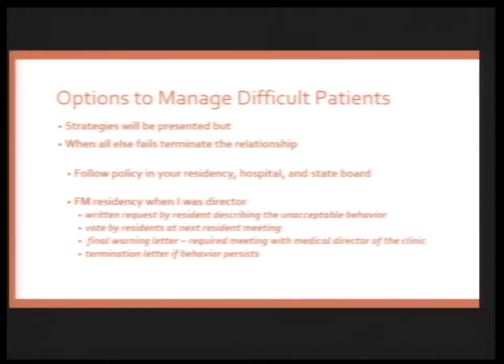And the final warning letter says, it was a form letter, that you have demonstrated some unacceptable behavior, and over the next 2 weeks you need to come in and talk to the medical director about that, who was me, if you want to continue to be seen in this clinic. If you don't want to be seen in the clinic, we will continue to care for you for 30 days, and then you need to seek care elsewhere after that.